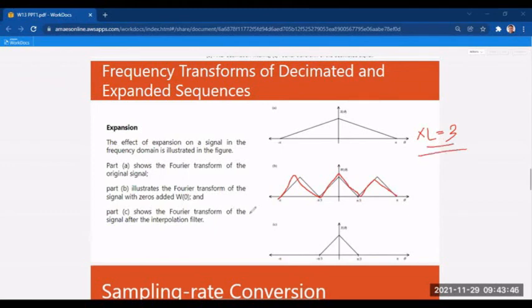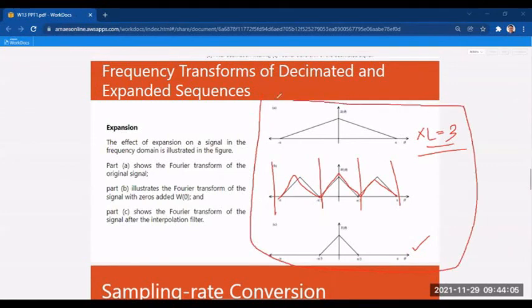Then the anti-imaging filter will filter out the replicas. So this is our original signal now. These are replicas, so they will be filtered out. So this is the signal after the interpolation. Again, this is the Fourier transform representation.